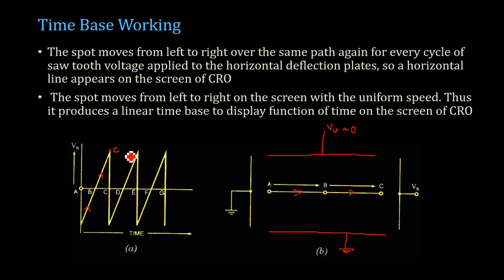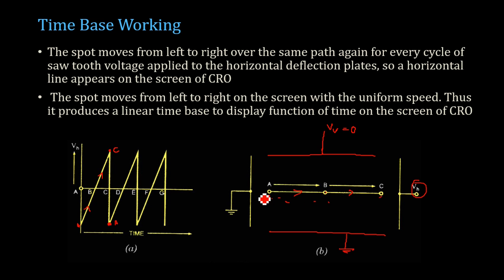Horizontally, the voltage applied at this plate is increasing, so the beam is being attracted to this point. Once it reaches this point, what happens? The sawtooth is traced back to the original point, or the sawtooth starts to repeat again. Once there is a repetition, the dot flies back to the original point, and again it starts from A. Initially this was A, now this becomes the new A, and again this is repeated.